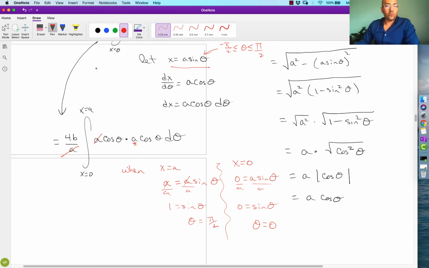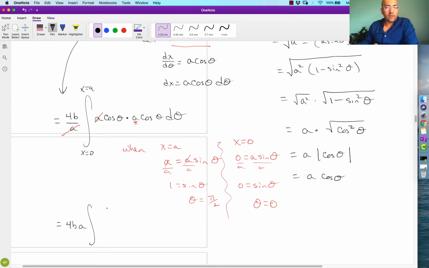And we're ready to re-express this whole thing in terms of theta. This is going to be equal to 4ba, I'm just pulling one of those a's out there, integral of cosine squared theta d theta, and this is where theta ranges from 0 up to pi over 2. Good, so now everything matches. And in order to integrate this, we're going to use our power reduction formula.